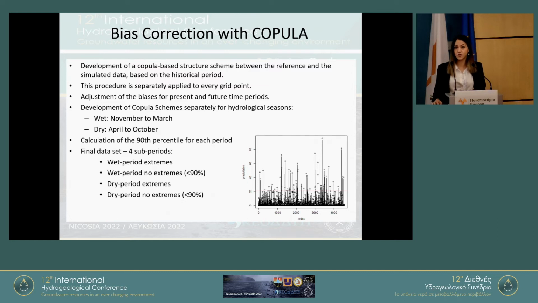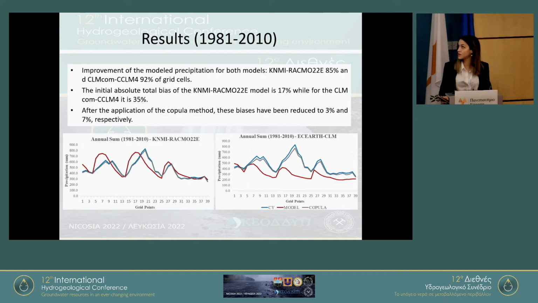So we have used this tool in order to develop a copula-based structure scheme between the reference and the simulated dataset using information from the historical periods. This procedure was followed for every grid point separately. In order to increase the accuracy of our results, we propose to use this tool separately for the two hydrological periods and separately for extreme and non-extreme events. As extreme events, we use all the data that exceed the 0.9 percentile as threshold.